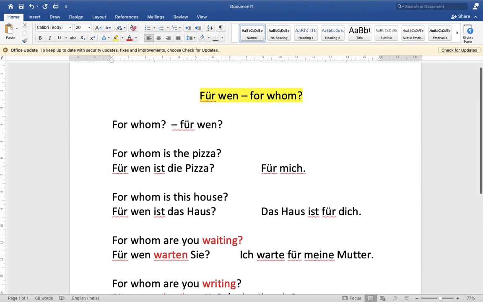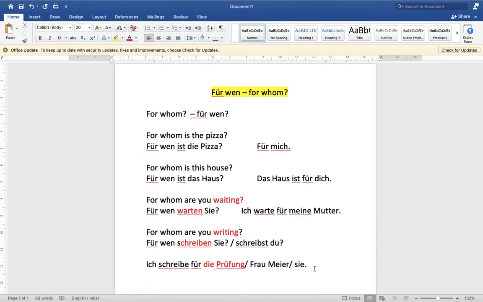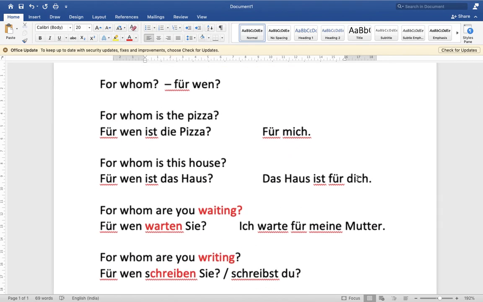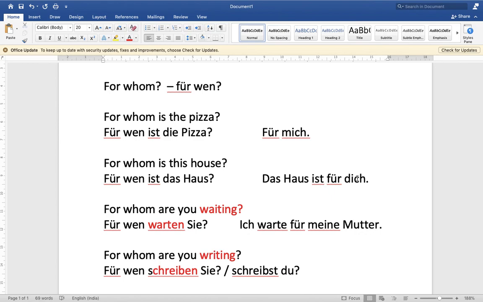So that is called für wen. Für. For whom. Just go through it once quickly. Für wen? For whom is it? Für wen ist.